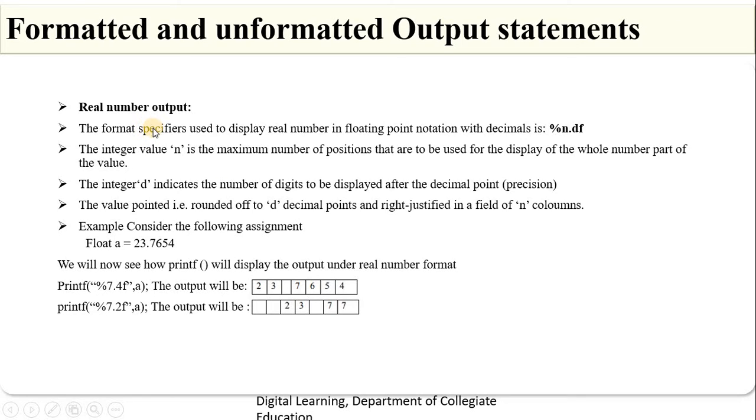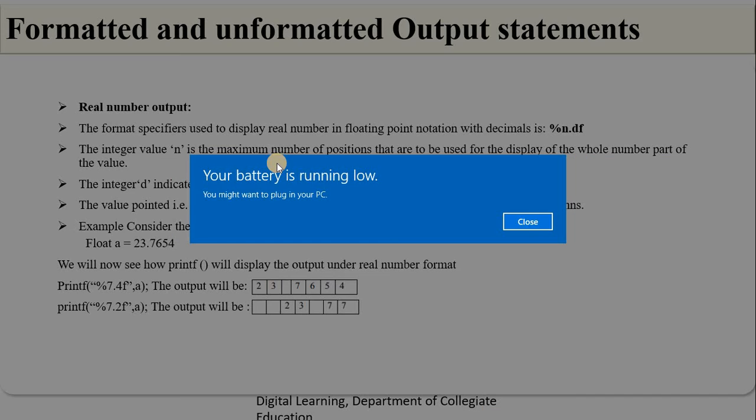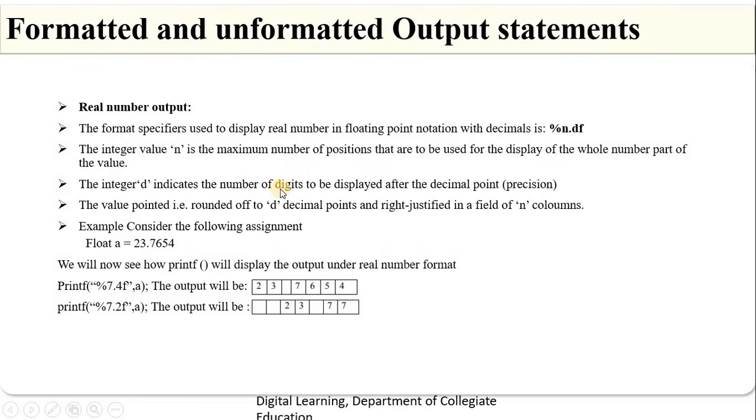For real numbers, the format specifier is %n.df. Here n is the maximum number of positions that are used for displaying the whole value. That is nothing but including the numbers before the decimal point and the numbers after the decimal point. Combining both of them, the maximum number of positions that could be allowed is n.